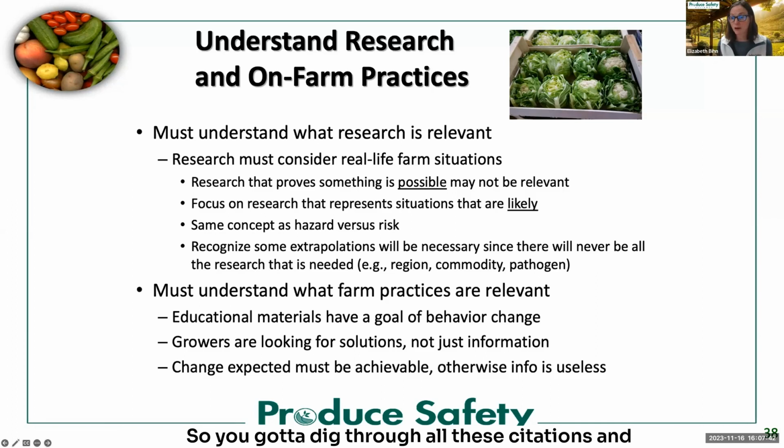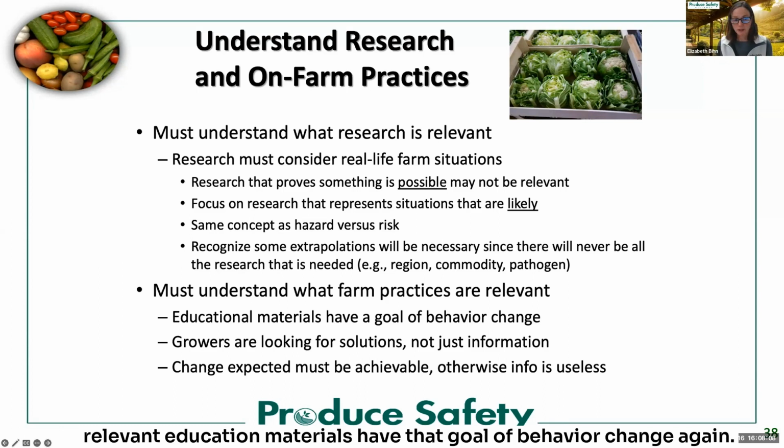So you've got to dig through all these citations and find out what's the research that really matters here. It's that same concept of hazard and risk. There's lots of hazards on the farm. They're not all risks, right? So narrowing it down to the information that's important. Recognize that some extrapolations are going to happen because we're never going to have research on every region and every commodity, but really focus on the stuff that's relevant to the growers you're working with. Understand what farm practices are relevant.